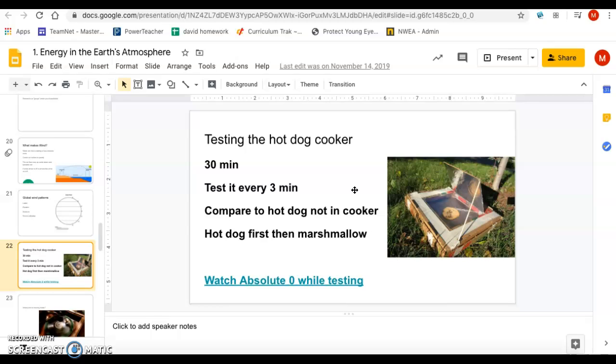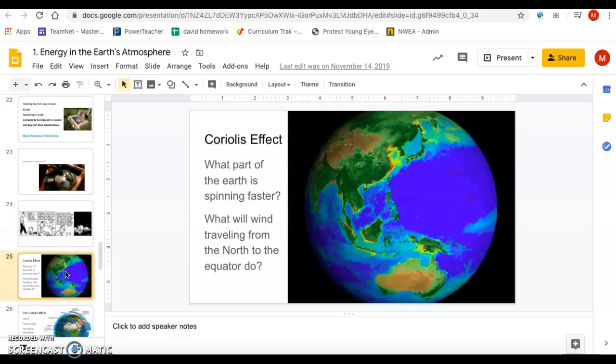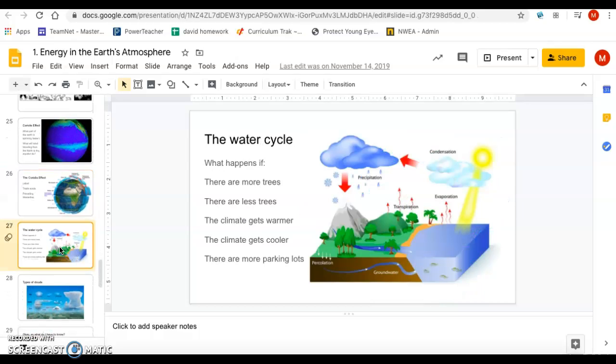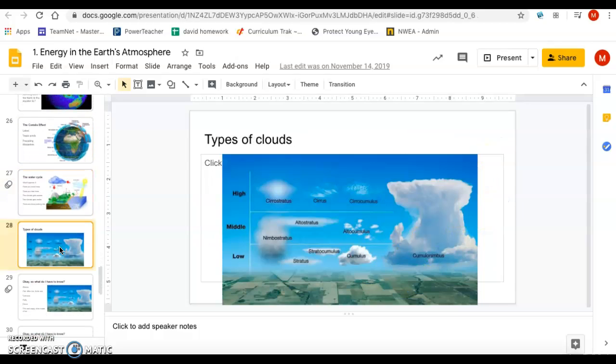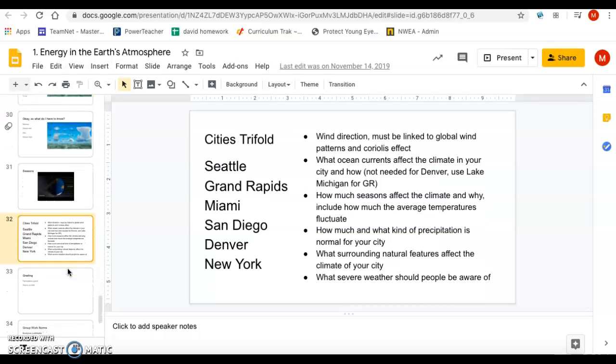We did test it indoors because it wasn't a very sunny day, but it's pretty cool what the kids came up with. Down here, this is just taking a look at the Coriolis effect. That was really good stuff, and that was really useful for their cities presentation as well. Water cycle, types of clouds, all that kind of stuff.